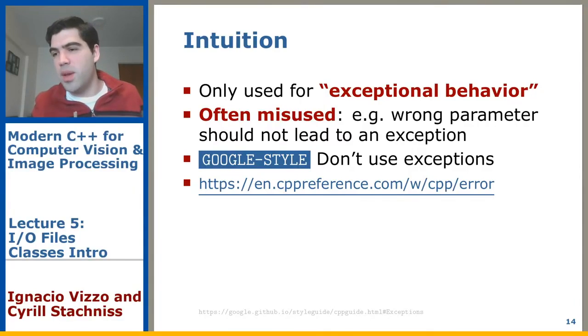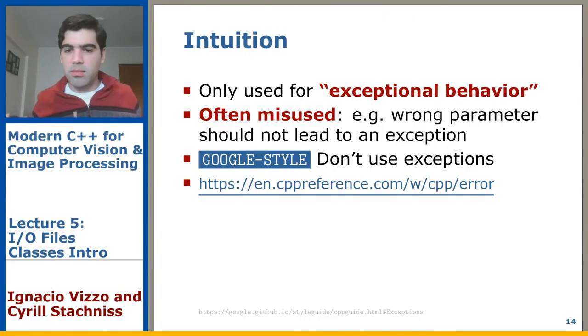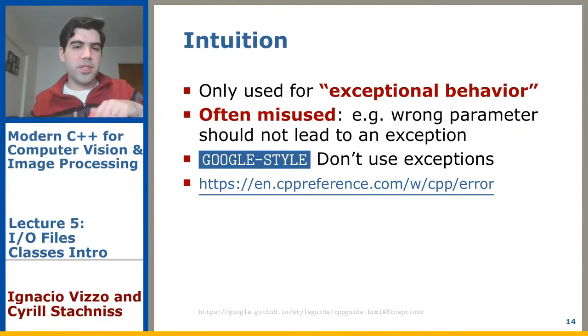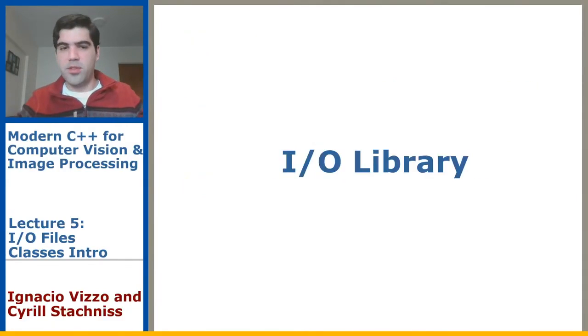So ideally, you should never use exceptions unless you're writing libraries or some really robust library. In our course, it's really unlikely that you need exceptions. But if you want to use them, go ahead. I don't complain. But Google people just say, okay, don't use it. It's going to be a mess.